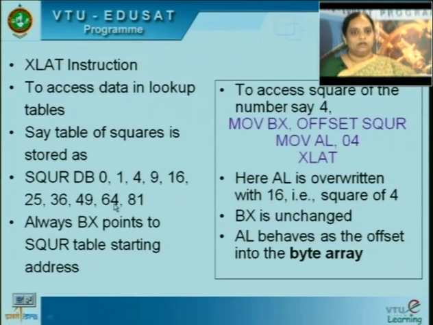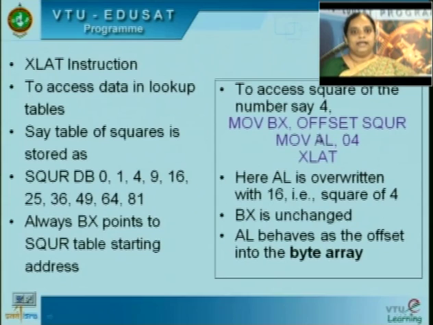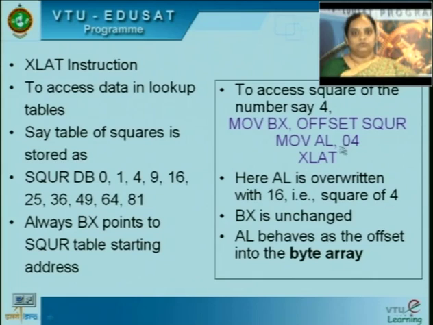Instead of this, I can use XLAT, which is faster. Let BX point to the square table starting address, and AL should contain the offset into this. So I want the square of 4. So put 4 in AL, then execute XLAT. As soon as you execute XLAT, AL will be written with the contents of starting address plus 4. The starting address plus 4 is 16, and the 16 will be copied back into AL.